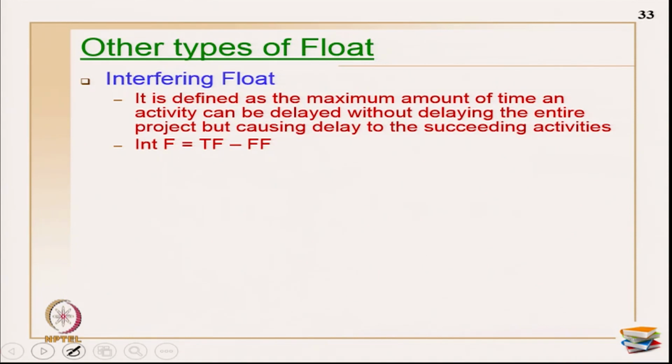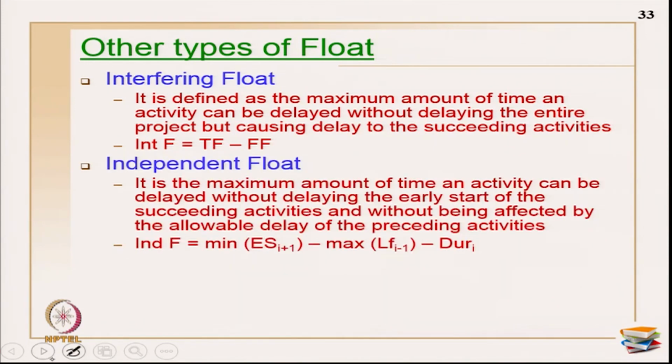So, this interfering float is generally TF minus FF, which implies total float minus free float. Okay. Next is independent float. It is the maximum amount of time an activity can be delayed without delaying the early start of the successor activities all put together, and without being affected by the allowable delay of all the preceding activities.